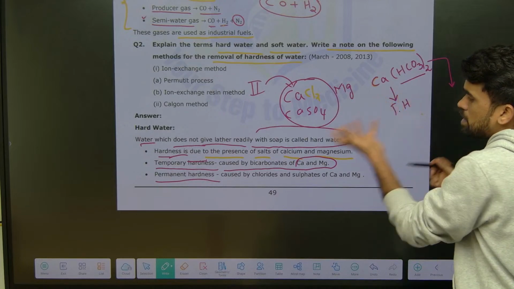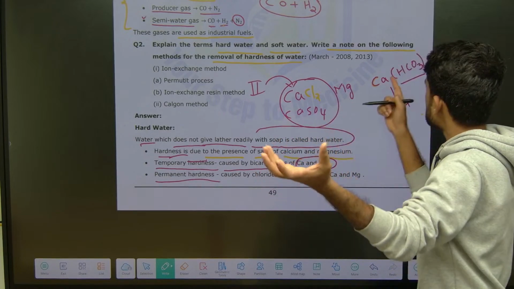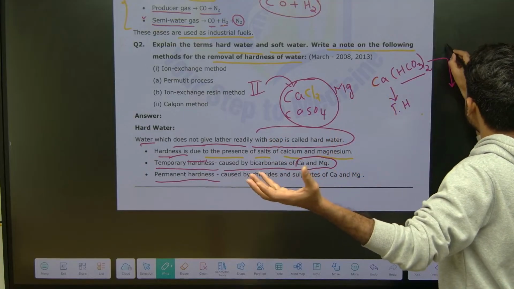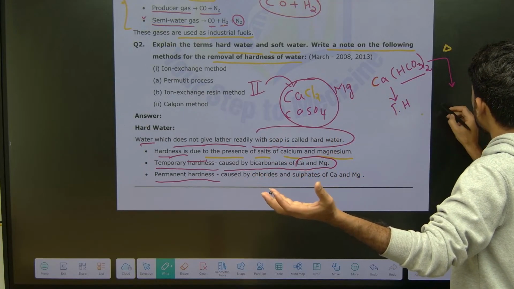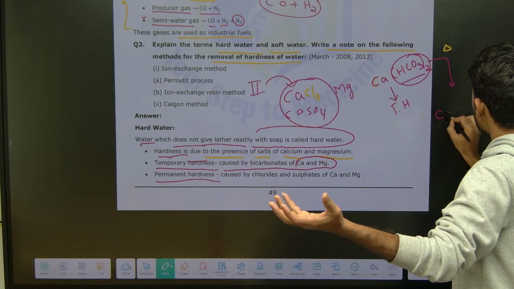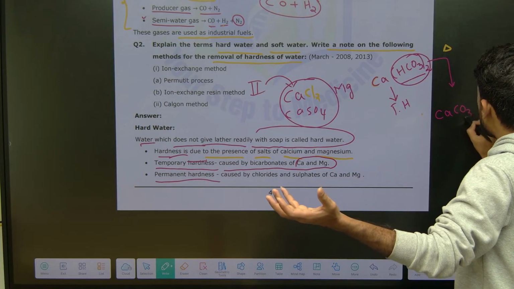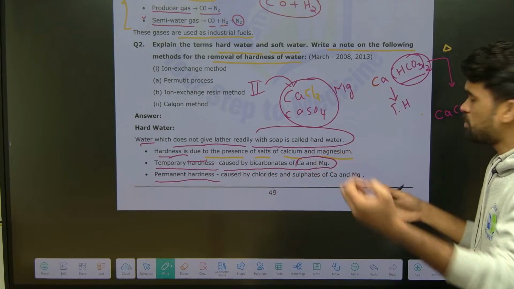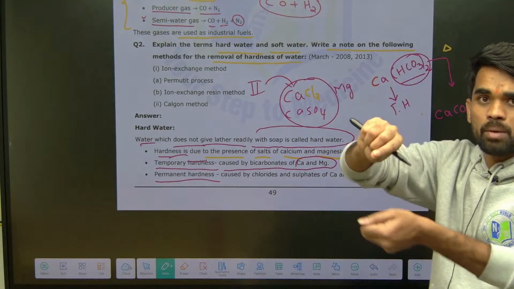So if I heat that water which contains these bicarbonate salts, you will be removing these bicarbonates. They will precipitate as calcium carbonate salts. Okay, it means this precipitate will be removed by filtration.